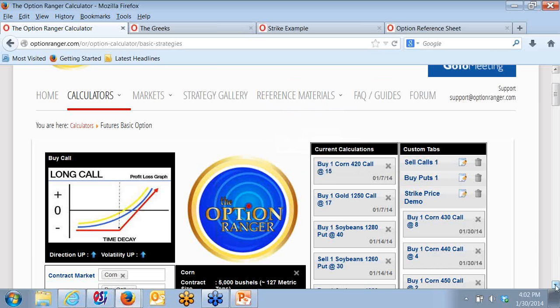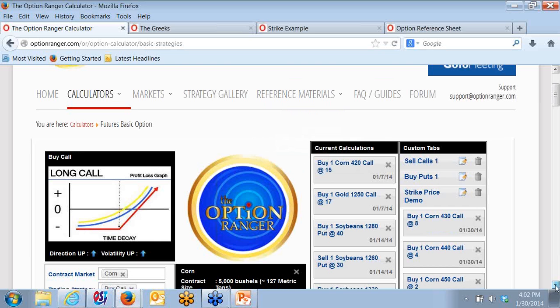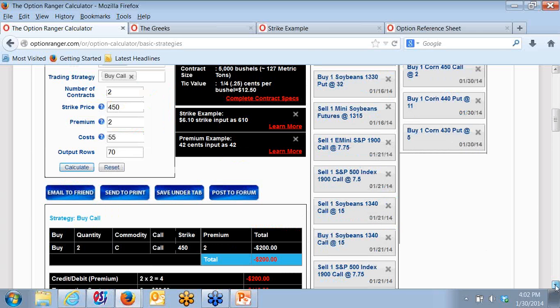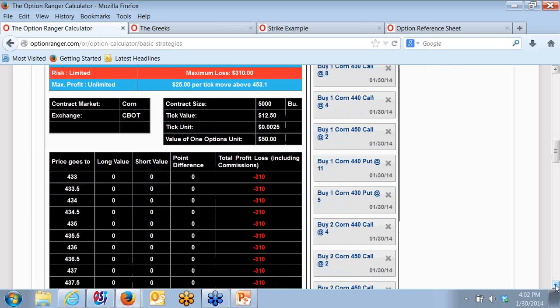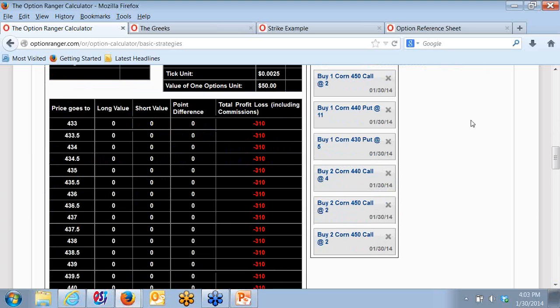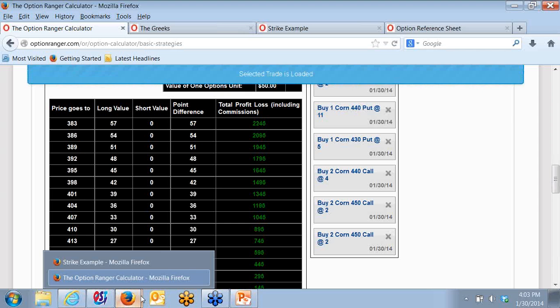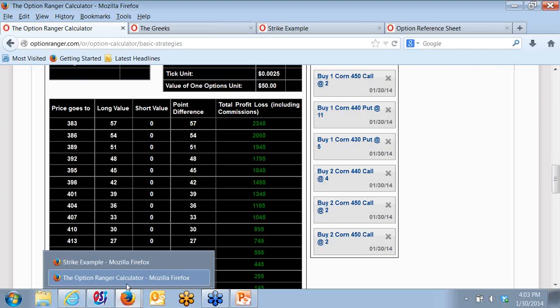Now, puts are the same, only in reverse. So let's go ahead and take a minute, and you're going to see, as I'm sure you already expect, how the examples are the same. So first we're going to look at a 440 put. And just to make things clear, let's go back to our chart for a moment.